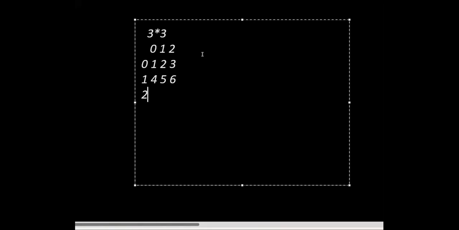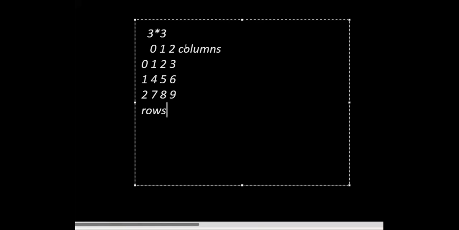6 and 7, 8, 9. So these are the only elements that I have: 1, 2, 3, 4, 5, 6, and 7, 8, 9. These are the elements, and 0, 1, 2 are indexes. These top down indexes are for rows, and these are the indexes for columns.